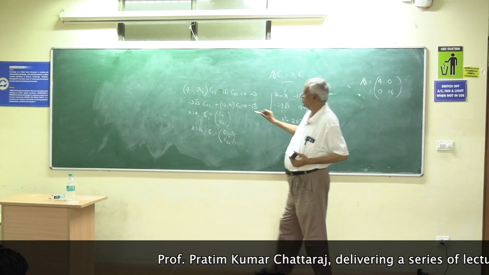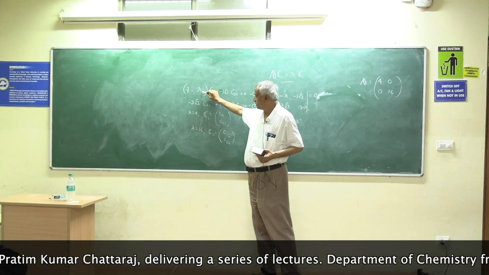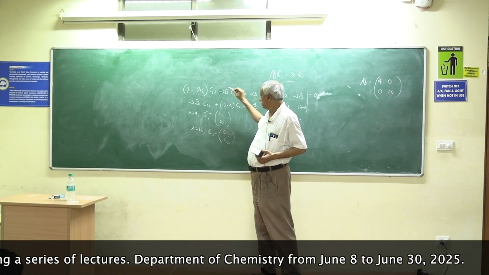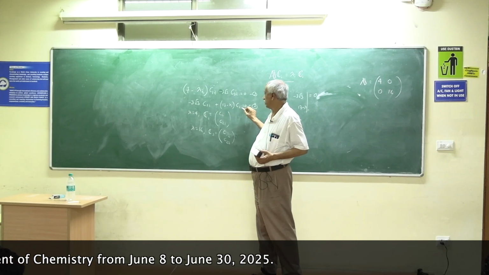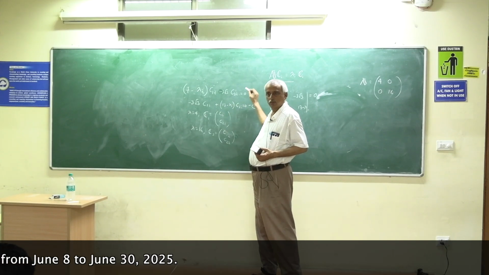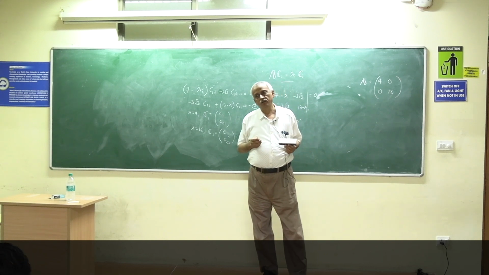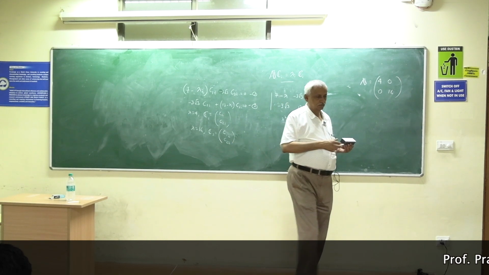So here, first you put lambda I, lambda 1 as 4. Here you write C11, C21, lambda I equal to 4. Solve that equation. So that would be the eigenvector for lambda equal to 4. Then you solve it for lambda equal to 16. Do it.